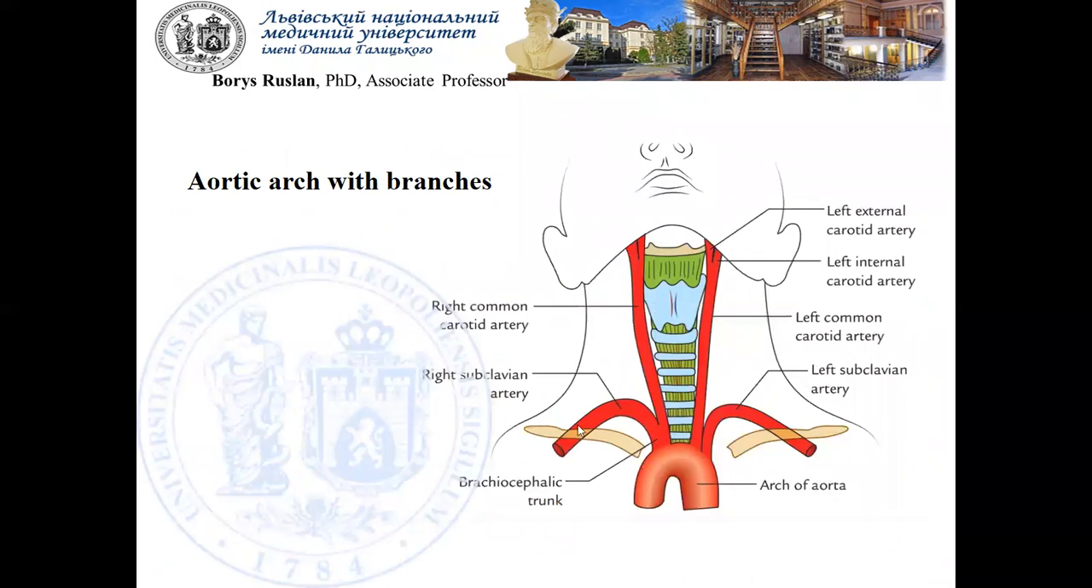This picture shows the arch of the aorta. From the arch of the aorta start three branches, as you know, right? On the left, it's the left subclavian artery and the left common carotid artery, which divides into the external and internal carotid arteries. On the right, it's the brachiocephalic trunk, which then divides into the right common carotid artery and the right subclavian artery.